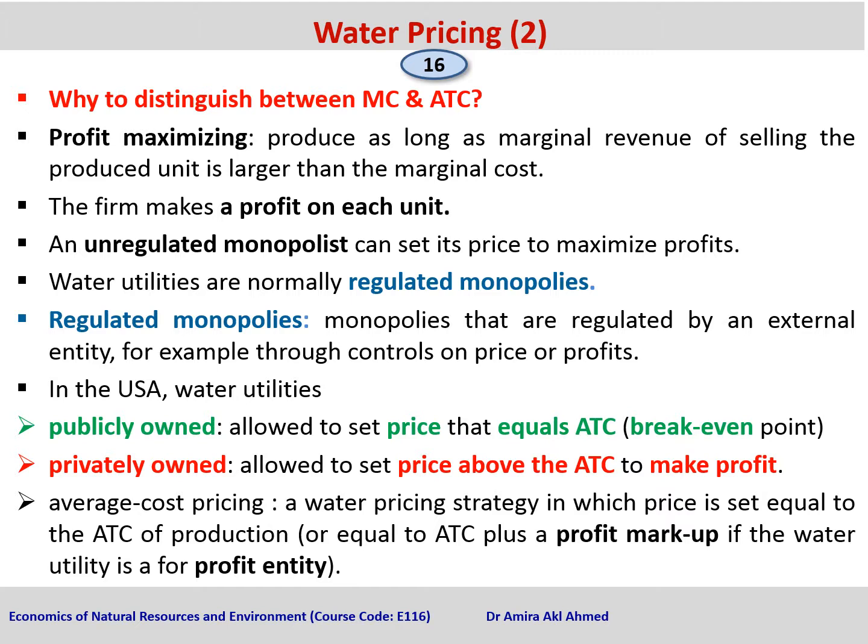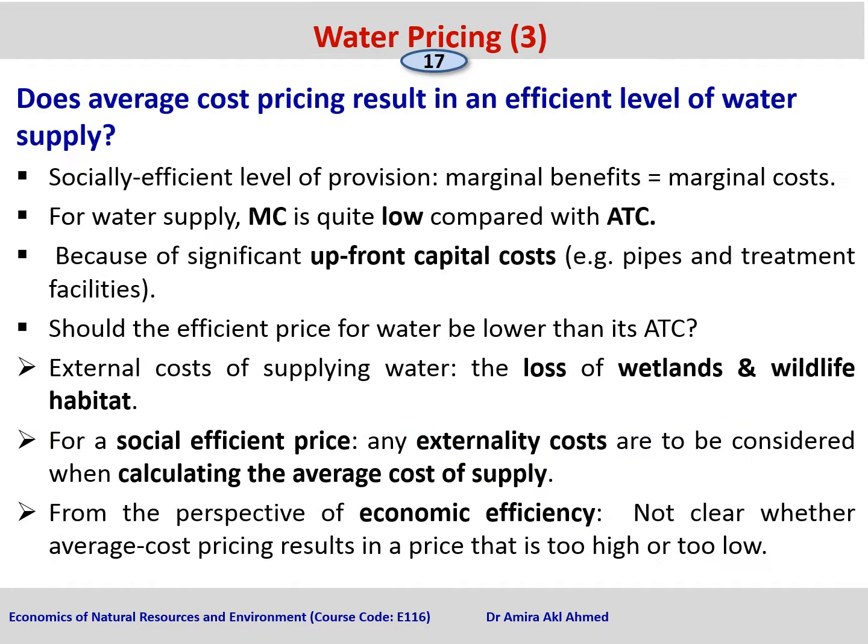This strategy is a water pricing strategy in which price is set equal to the average total cost of production, or equal to the average total cost of production plus a profit markup if the water utility is a for-profit entity. A relevant question is, does average cost pricing result in an efficient level of water supply?